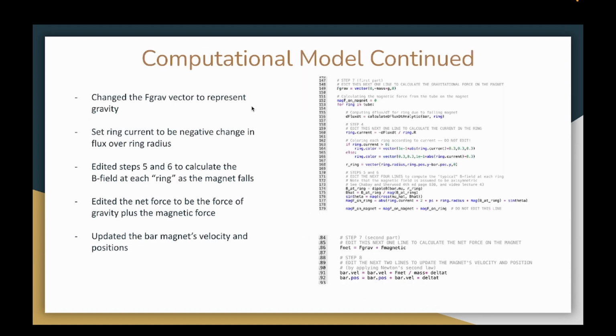And continuing on with the code, I changed the force of gravity vector to represent gravity here. And I set ring current to be negative change in flux over ring radius here. And then I edited steps 5 and 6 to calculate the B field at each ring as the magnet falls down here. And I edited down here the net force to be gravity plus the magnetic force, and then I updated the bar velocity and bar position.